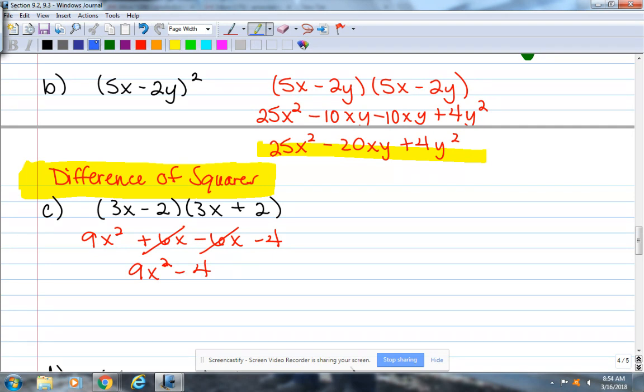Okay, so if you have a difference of squares, that means you've double checked. You have the same first term, same last term, opposite signs in the middle. Here's the shortcut.